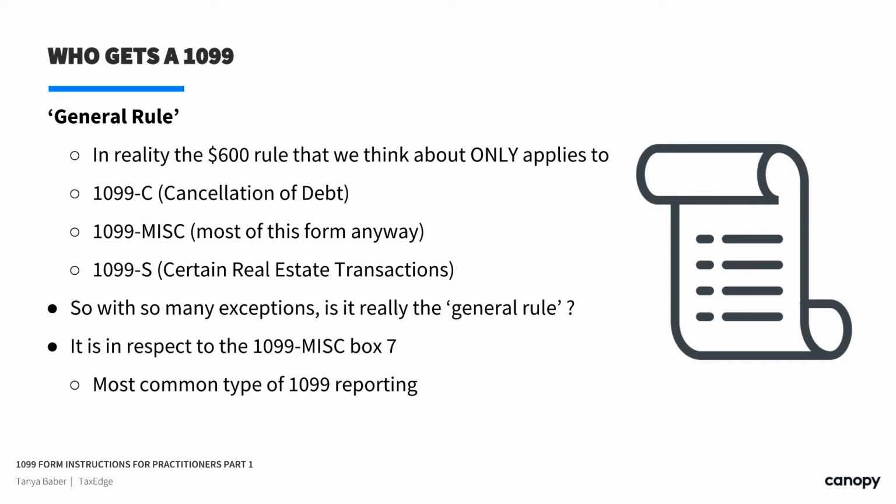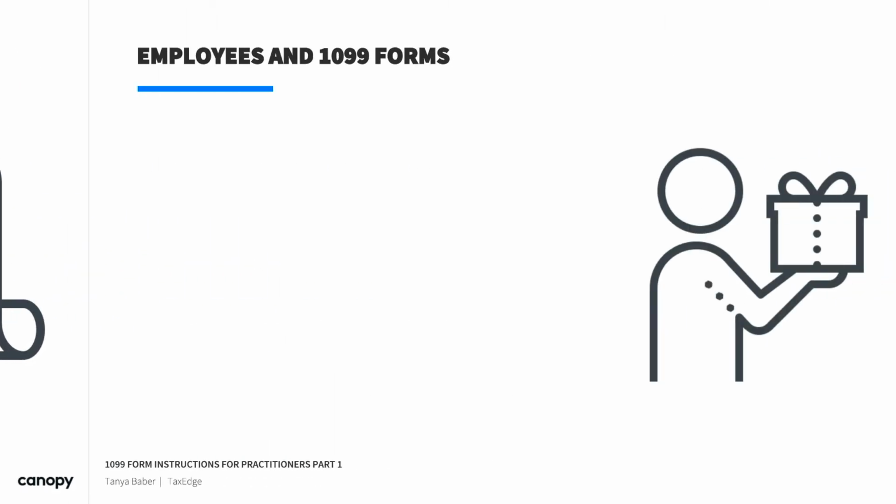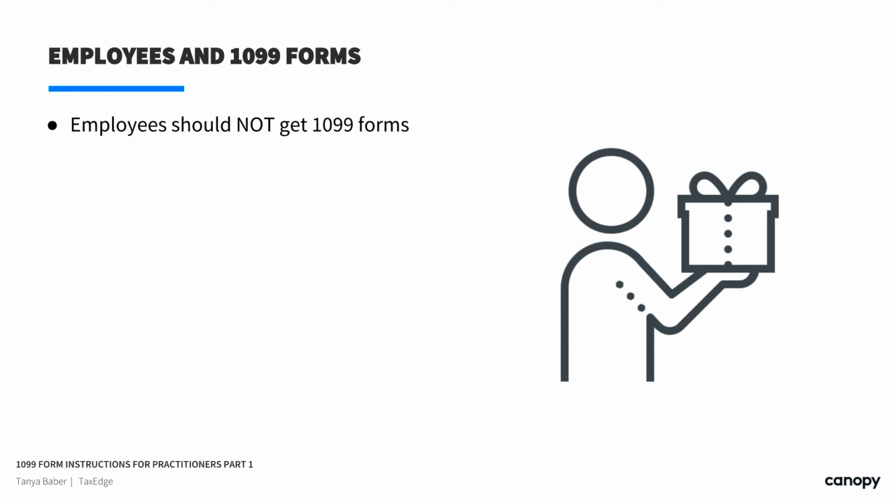As we look at a little bit more, and this gets into that employee versus independent contractor, it's worthy, at least in this class, to note, employees should not ever get 1099 forms. 1099 reporting is intended for reporting amounts paid to non-employees. So what happens if the employee gets a bonus? Well, it should be reported properly through W-2s. It should be done differently.